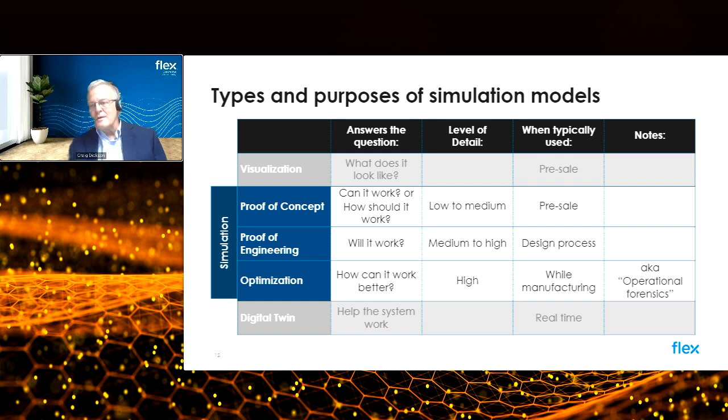Now, once the system is built, you can still use models. You can build an even more detailed model, and I've seen it called proof of operations or optimization, or the one I like is operational forensics, that says, how can it work better? Can you improve your yield? Can you improve your throughput? Can you reduce the headcount? Or maybe you might phrase the question a little differently, and phrasing the question is really important in all of these: can I meet the increased demand because my client really likes what we're doing and they want to buy more?